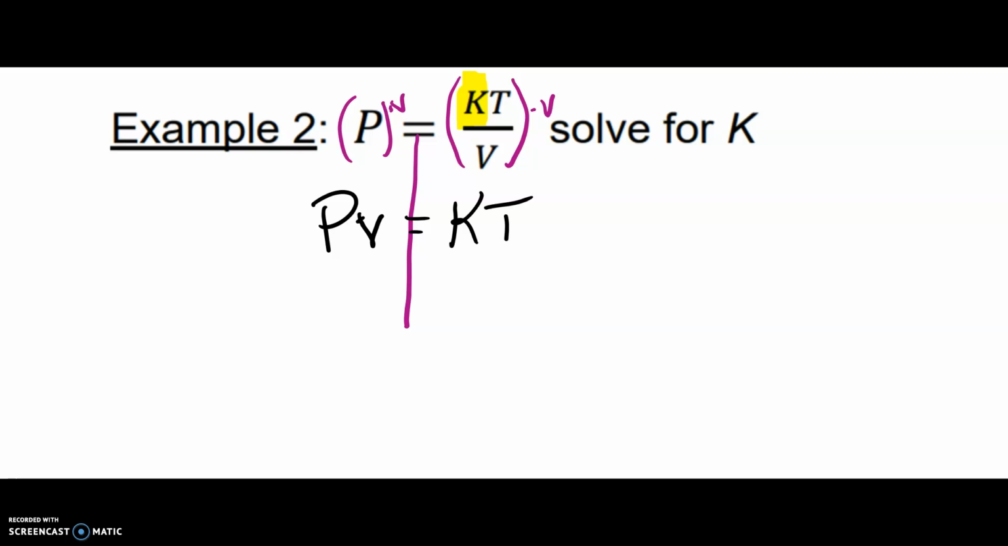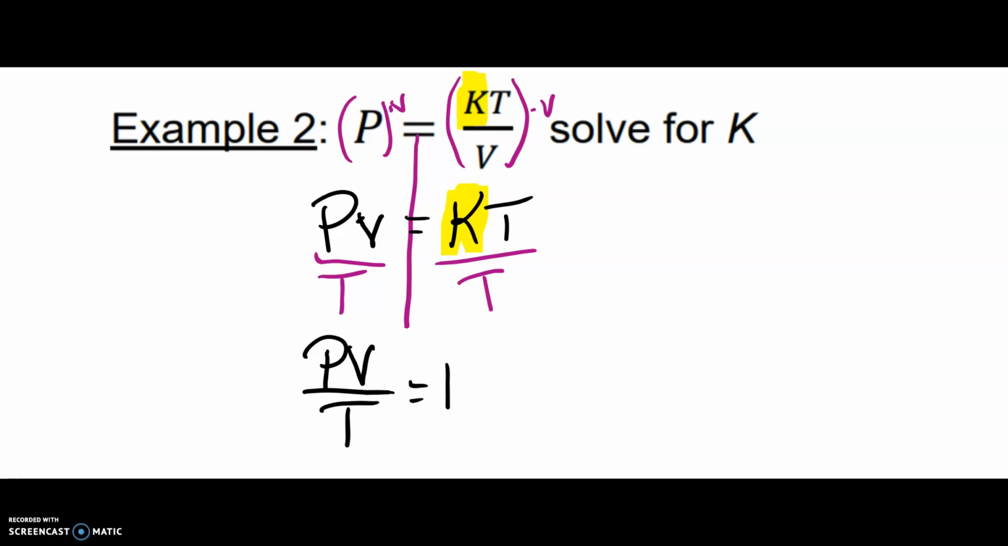So now I'm still solving for k. Can't forget what variable I want to end up with over there. So now I'm going to get rid of that t. So I'm going to divide by t. Since that is k times t, I can divide by t to do the inverse. That's the opposite of multiplication. And that leaves us with p times v divided by t equal to k.